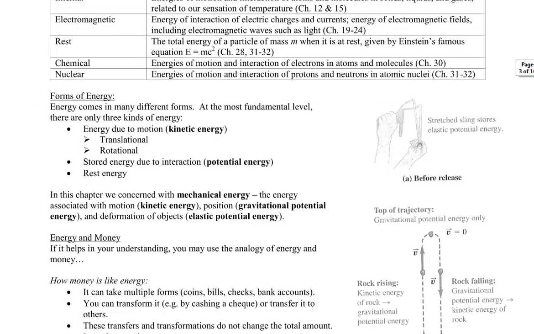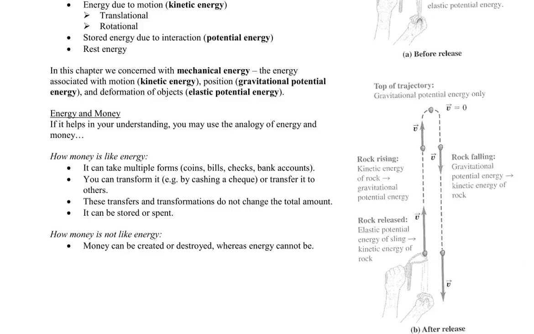If you take a look at the example down below here, we have that rock being pulled back in a sling, so we're storing elastic potential energy. Then we release the rock, it eventually goes really fast, and so we have kinetic energy. Then as the rock rises, it's losing kinetic energy, so it must be gaining some other type of energy, and that would be called gravitational potential energy. So that is energy that is stored in the gravitational field.